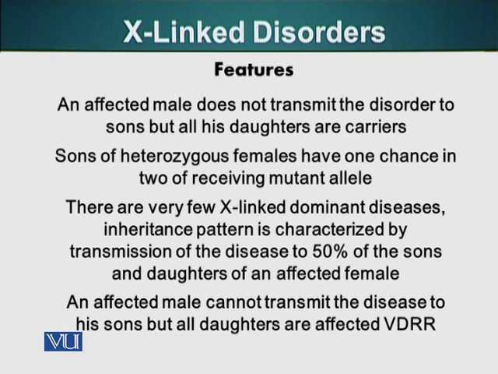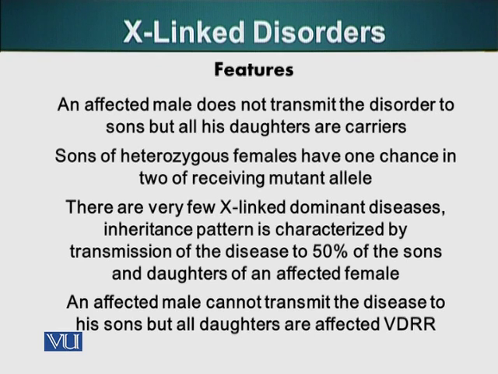Sons of heterozygous females have 1 chance in 2 of receiving the mutant allele. Of course, females have 2 X chromosomes. We have already seen in meiosis it is at random. Chromosomes are divided when the gametes are forming. We have 2 X chromosomes. Half of the gametes will be normal, carrying normal X. Half of the gametes will be carrying the abnormal or defective X chromosome.